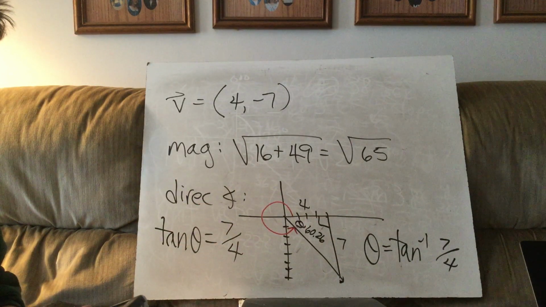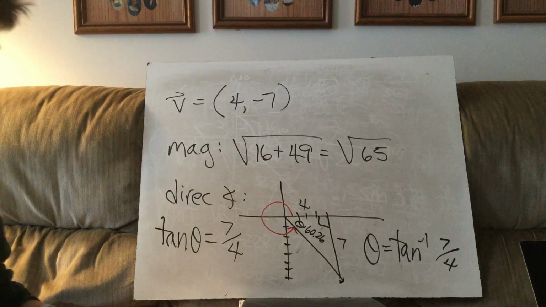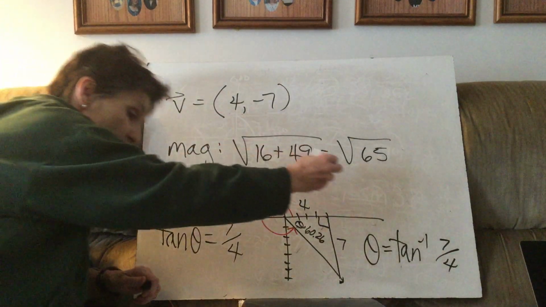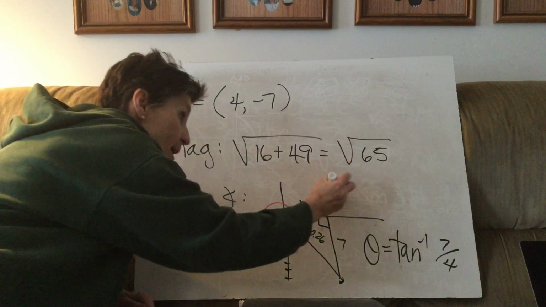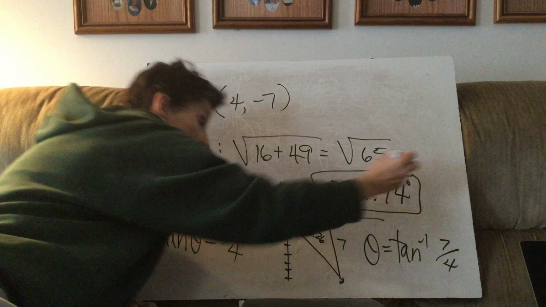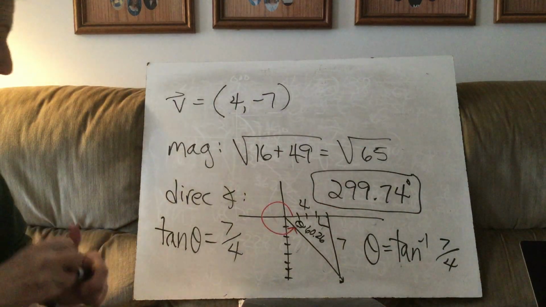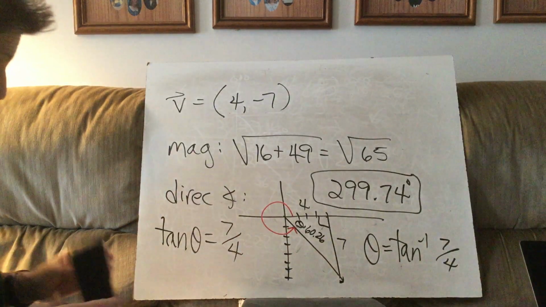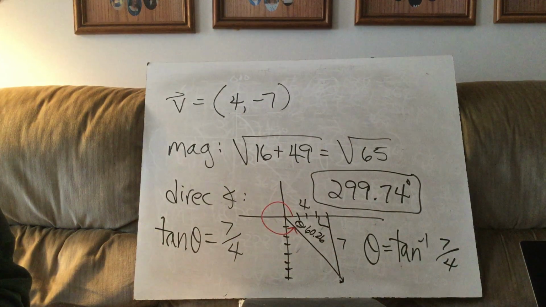So 360 minus 60.26 gives us our direction angle, which is 299.74 degrees. That is the answer to the question. 360 minus 60.26.